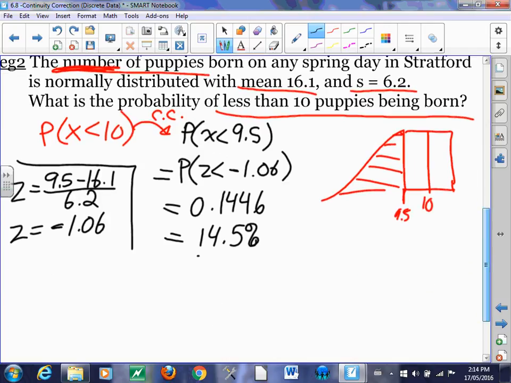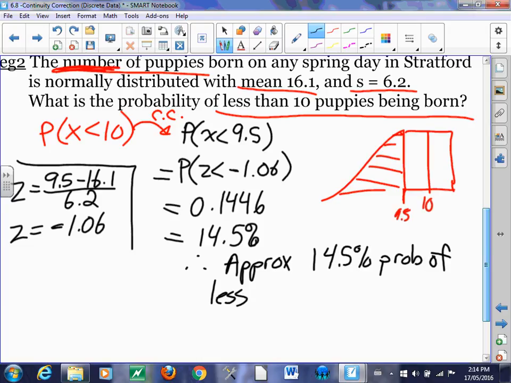So what does that mean? So therefore, approximately 14.5% probability of less than 10 puppies being born.